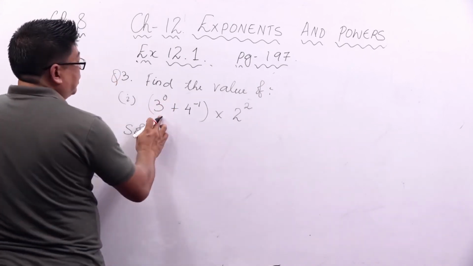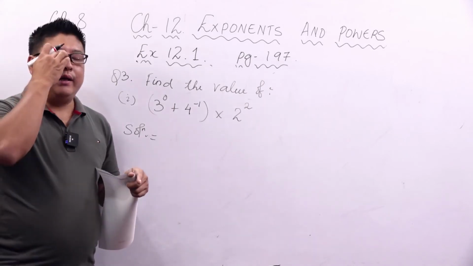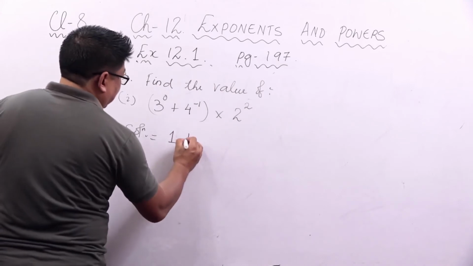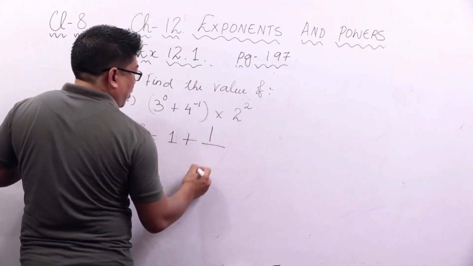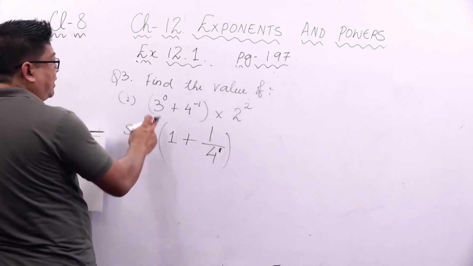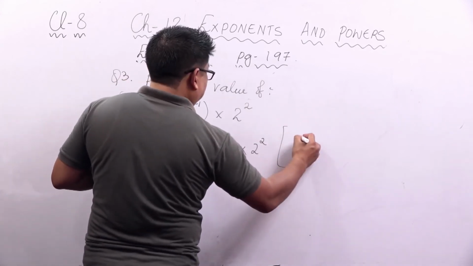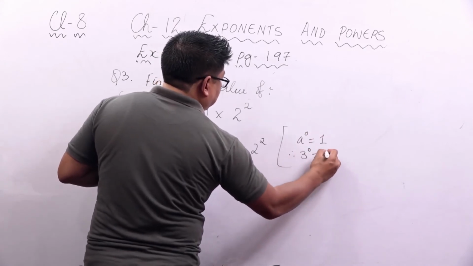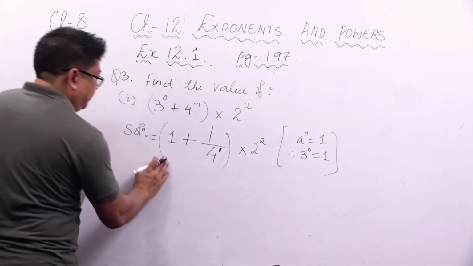So 3 to the power 0, a to the power 0, we have already learned it is always 1. Plus 4 to the power minus 1. I want to remove the minus, so I put 1 by 4 to the power 1. All right, I hope you're getting this. Into 2 to the power 2. So I can write on the side, a to the power 0 is 1. Therefore, 3 to the power 0 is 1. So in place of 3 to the power 0, I put 1.